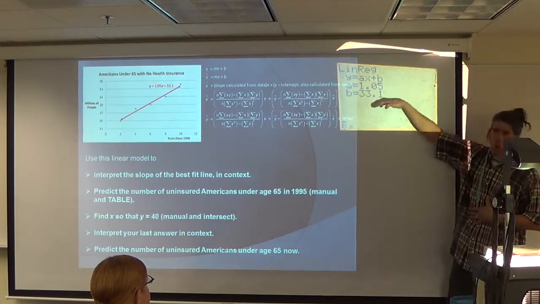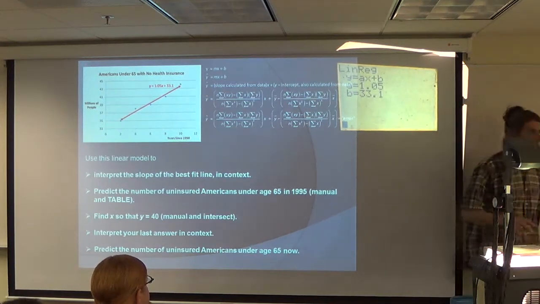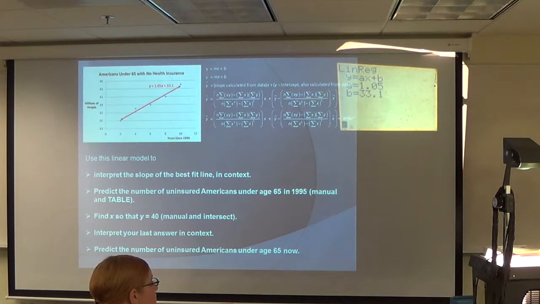Some of you might have an r and an r squared value as well under there. Those are called diagnostics, and one of them is particularly called the Pearson's correlation coefficient. Totally rad number. You don't need to worry about it in this class.